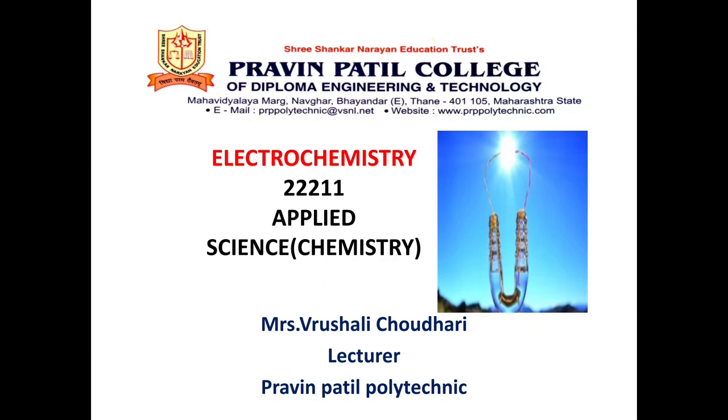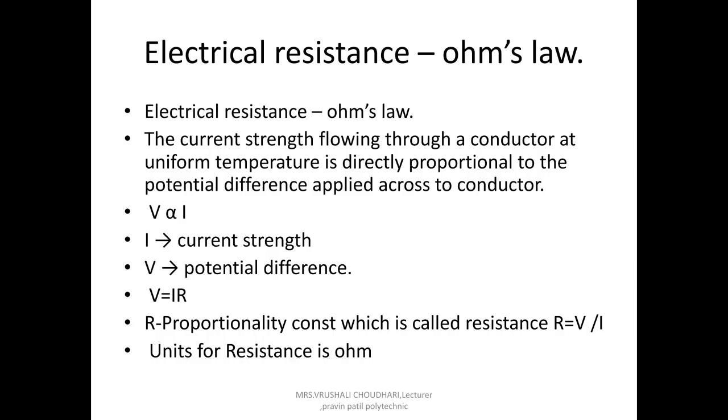We are going to learn applied science chemistry under the code 22211. We already started electrochemistry. What is electrochemistry? Conversion of electric energy into chemical energy and chemical energy into electric energy. When that conversion takes place, we require some terms. What are they? Conductors, resistance, insulators. But it is going to follow some laws.